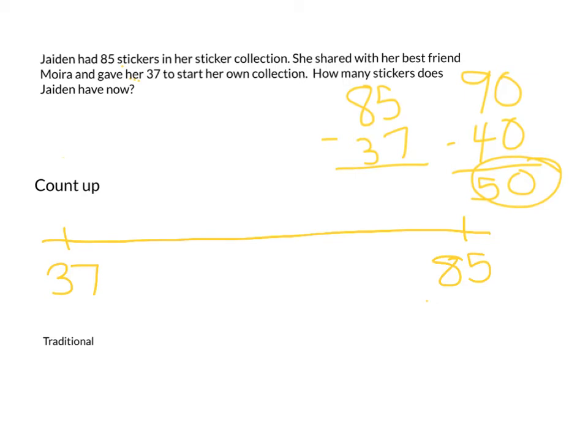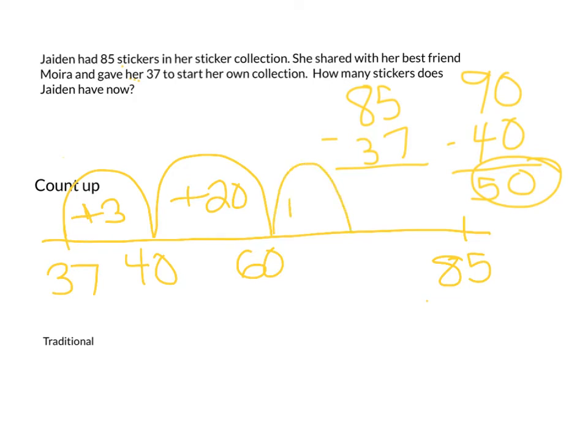So we could start at 37. And since 10 is a really awesome number to work with, we're going to go to the first 10. And we're going to add 3, and that's going to take us to 40. But then, from 40 to get closer to 85, we could add 20, and that would give us 60. And then we could add another 20, and that will give us 80. And finally, we're so close to 80, we would just add 5.